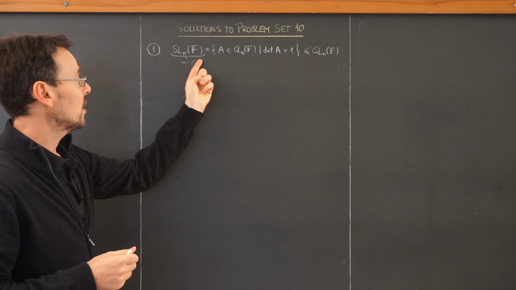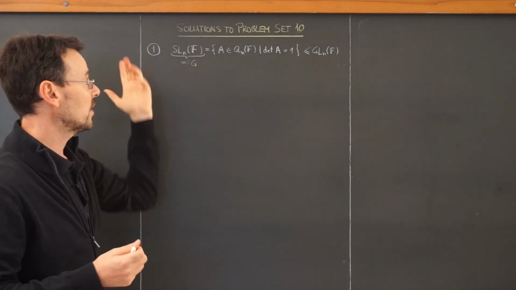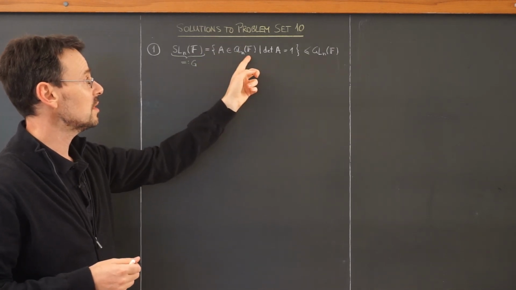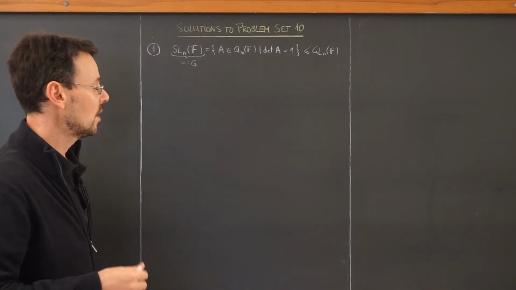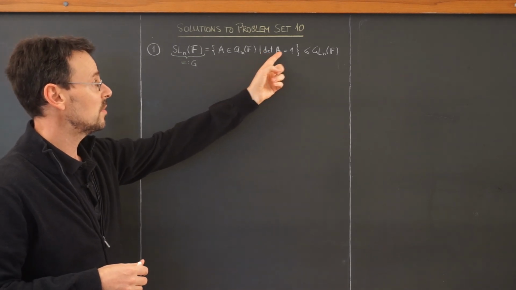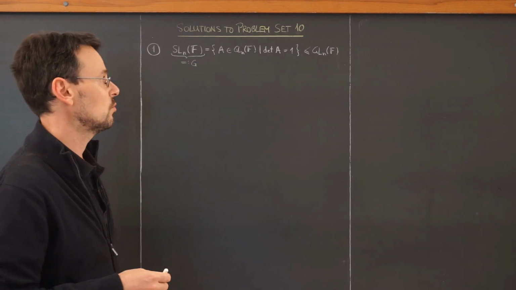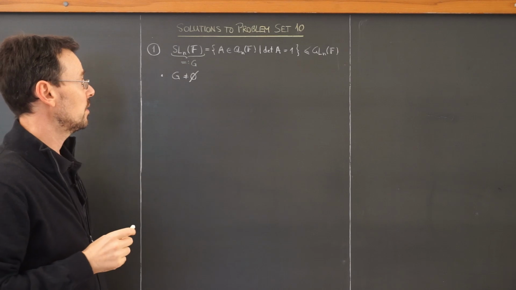We are looking at the special linear group of degree n over any field F, which is defined as all the non-singular matrices, meaning the matrices with non-vanishing determinant, meaning they have an inverse matrix, such that the determinant is 1. And we're supposed to show that this is a subgroup of GL_n(F). I abbreviate this here with G.